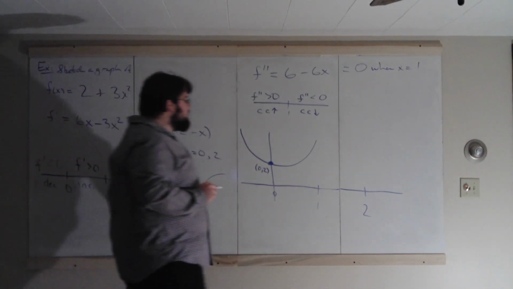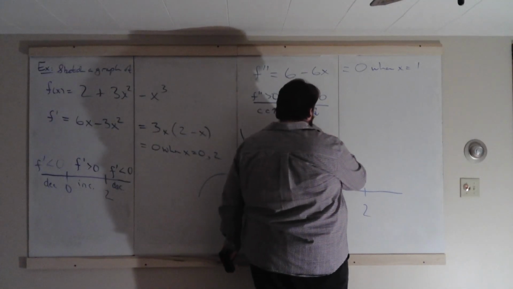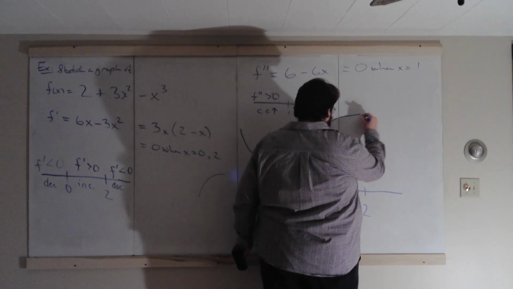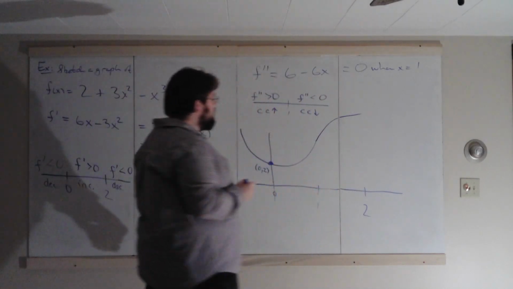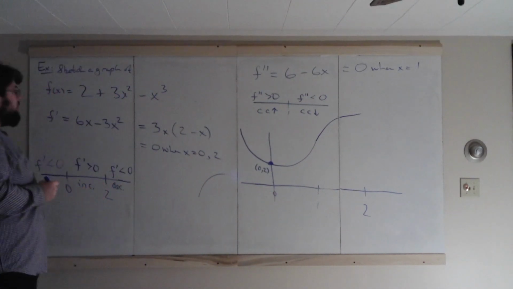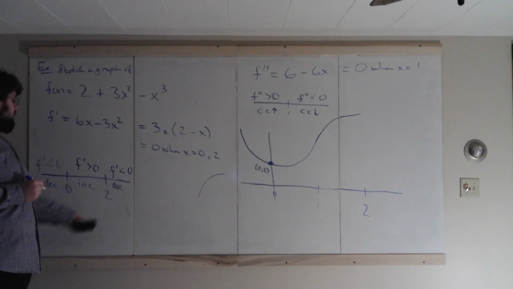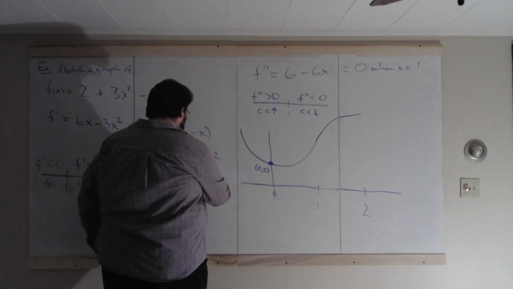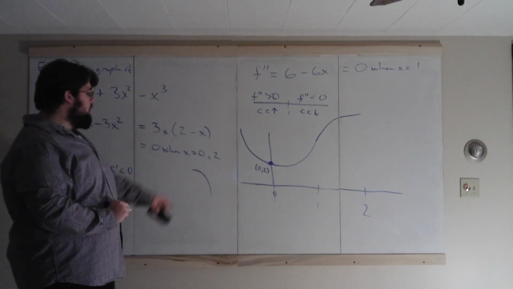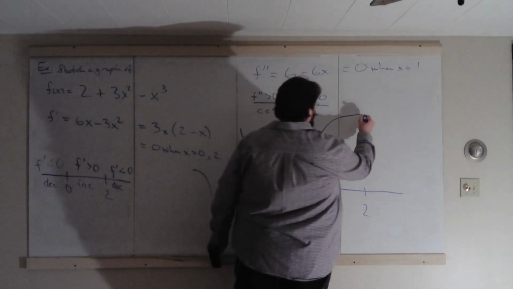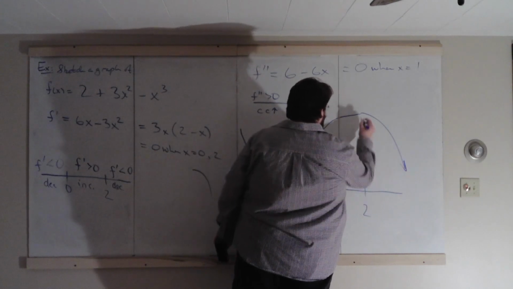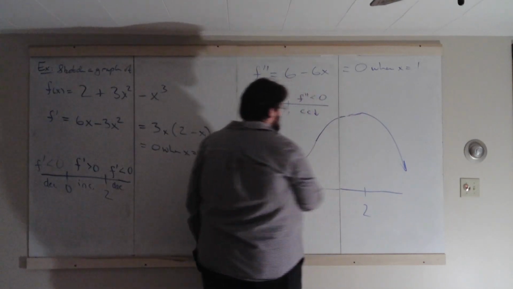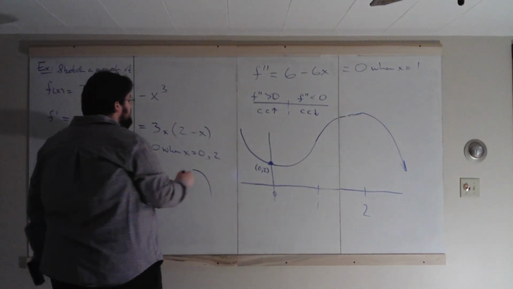So let's throw one of these on here from 1 to 2. And then 2 to infinity, decreasing, concave down, looks like that. So let's put one of them there. So this function looks like this.